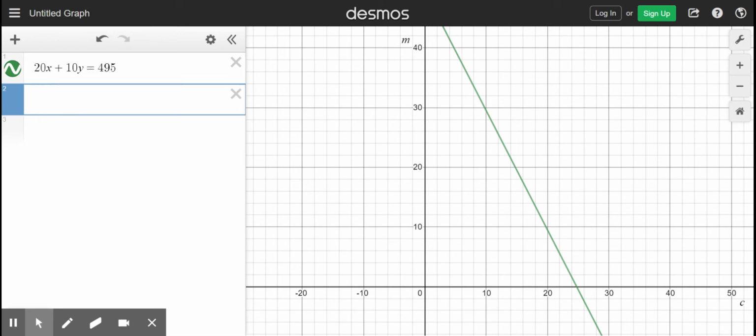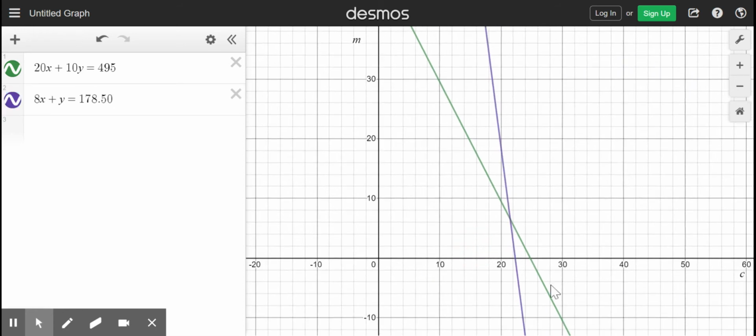Okay, the other one says 8x plus y, so 8 calculators and 1 measuring tape that she orders later. She spends $178.50. Right? So my x-axis is the cost of the calculators. My y-axis is the cost of the measuring tape. And we see here clearly 21.5 and 6.5.